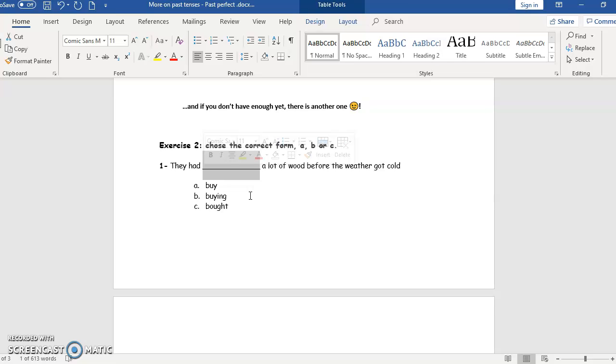So they had hints at the past perfect, because that's the verb had you use to help you form the past perfect. So you need the past participle of the verb, buy. Buy is the present tense. Buying is the continuous tense. Bought is the past participle as well as the past simple. The same word. So they had bought a lot of wood before the weather got cold.